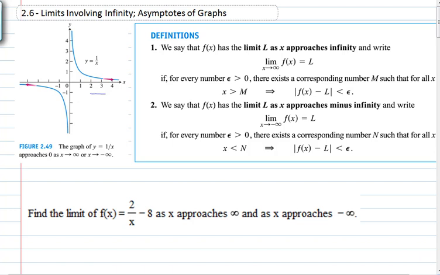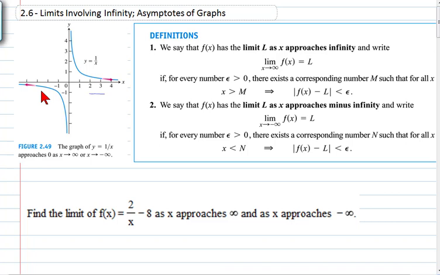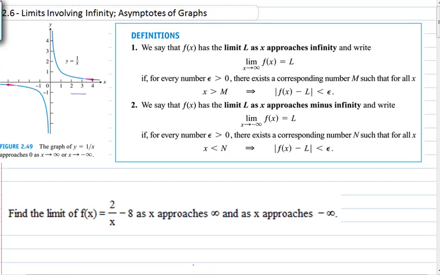Something else to remember. Section 2.6 is limits involving infinity and asymptotes of graphs. So here's a graph of the function y equals 1 over x. When we went over the formal definition of a limit, we said that x had to be approaching some real number c, only now we're letting x approach infinity or negative infinity. And what we have here essentially is a horizontal asymptote.